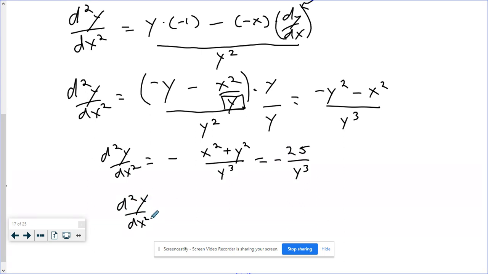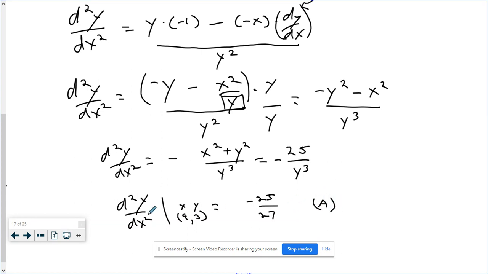Now, at the end of the day, you have to evaluate it at the point (4, 3). So there's my x, there's my y. If I'm doing that right now, I'm going to get negative 25 over, and it looks like I'm only going to chuck the y in, the way I did it this way. So y cubed is going to be 3 cubed, which is 27. So I end up getting negative 25 over 27, which is choice A.